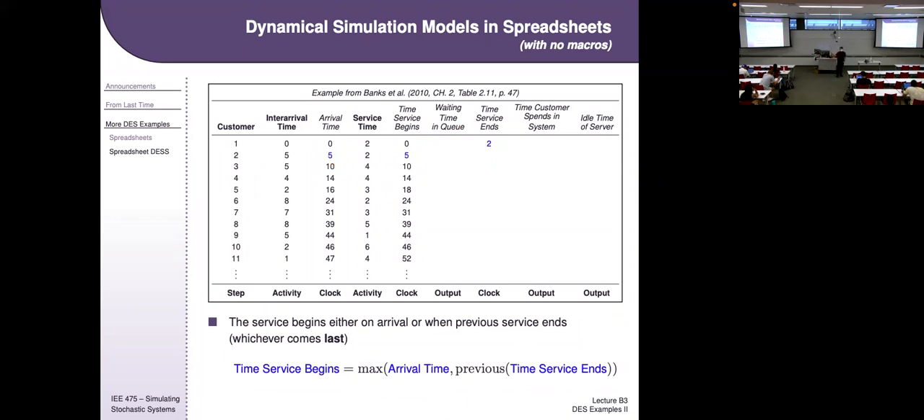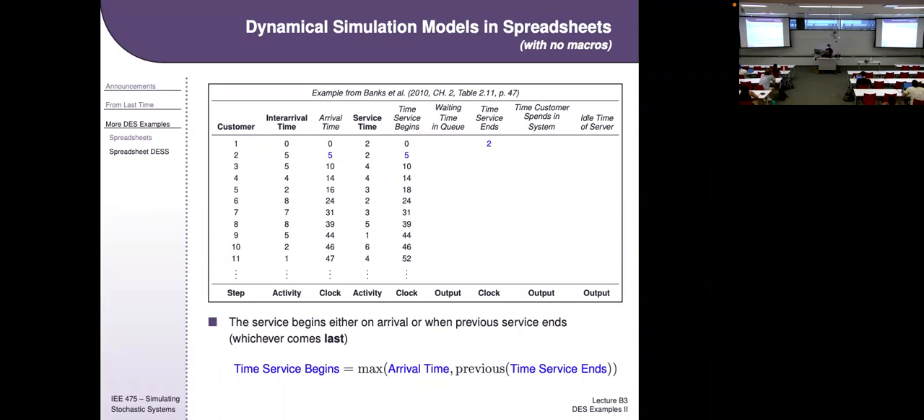But any questions about that? Does that logic make sense for the begin time for service? Questions online about this? Question online. Oh, that's my question. Oh, here.